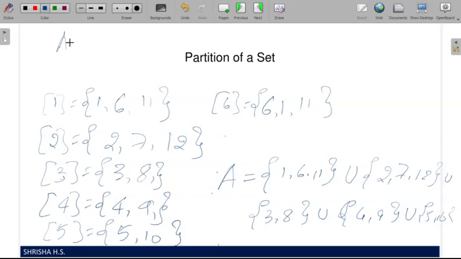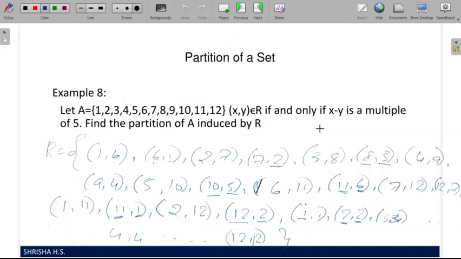So A can be written as the partition set of 1 union partition set of 2 union 3 union partition set of 4 union partition set of 5, or you can write 6, 7, 8, 9, 10, if you have listed. So this will be about this question.